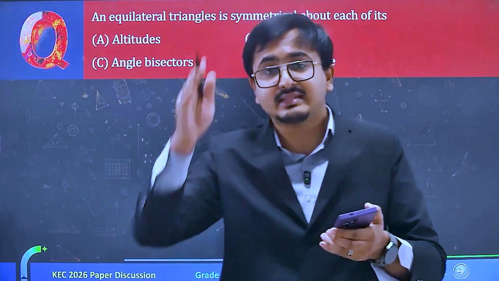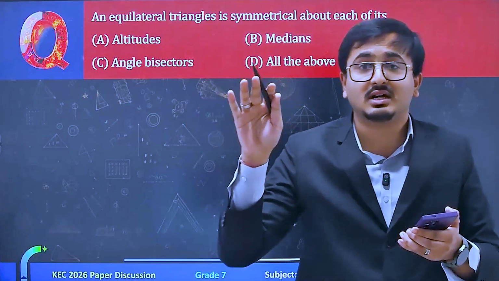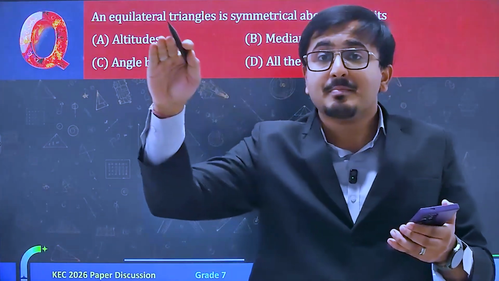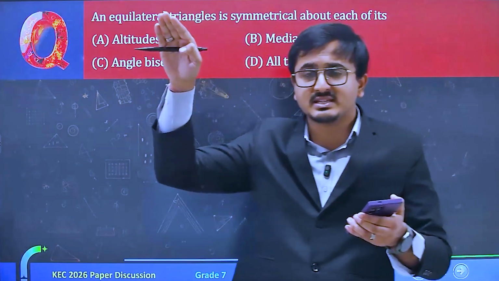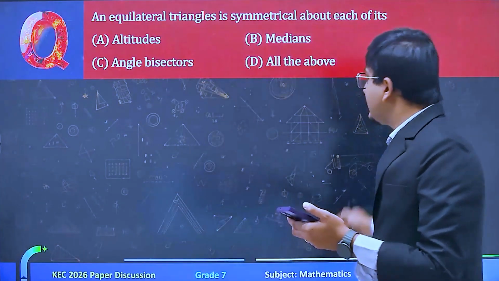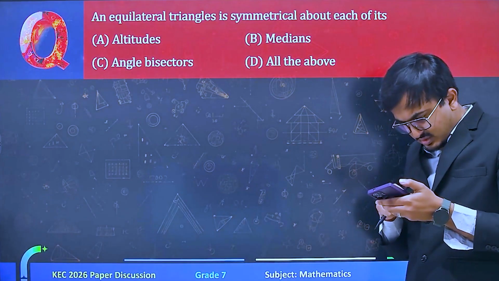Okay. So what is this? Altitude is nothing but the perpendicular. Median is nothing but touching the midpoints of the sides, and angle bisector, you know, is bisecting the given angle. Okay. So all of these. Perfect.